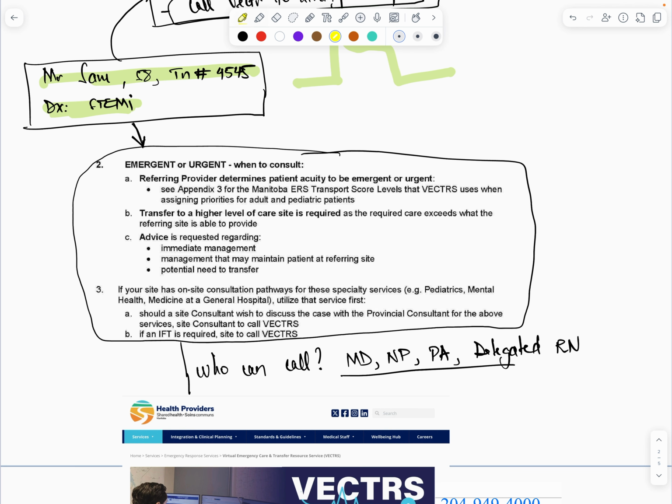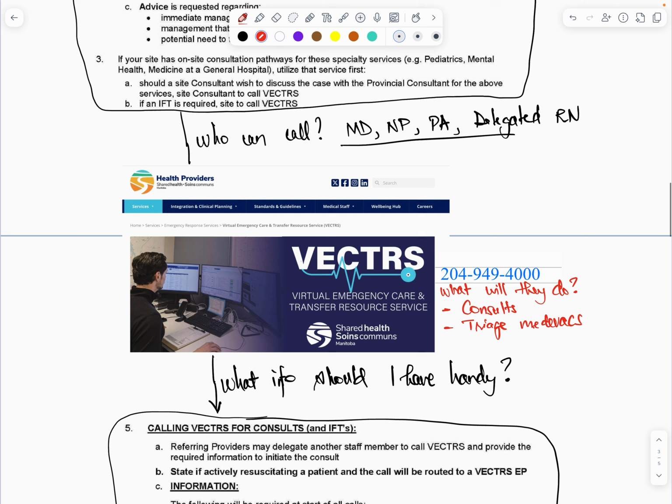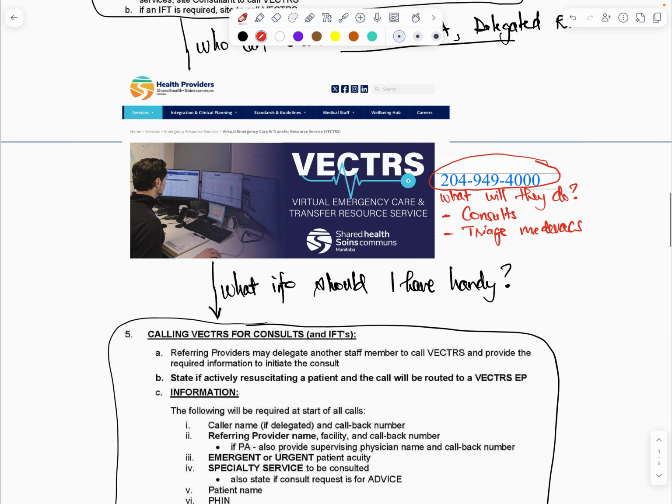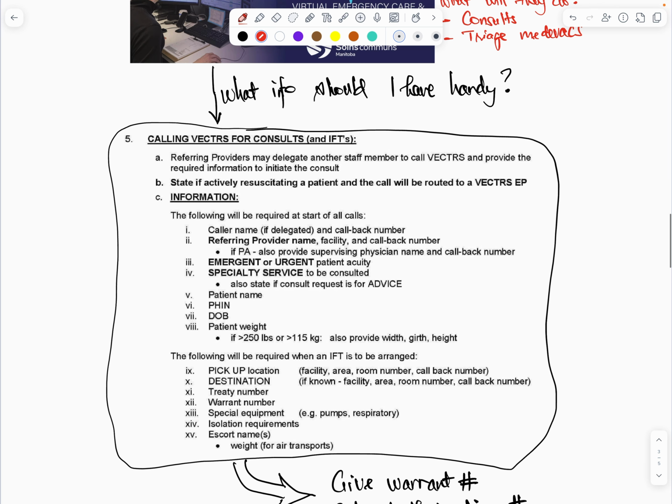So essentially what's going to be following is that we will call Vector at their phone number highlighted right here, and what they will be requiring of us is this information. So number one of this information is they want to know who is the caller. So I will tell them, hey, my name is Justin, I'm a registered nurse, and I am calling from Cross Lake. They will require a callback phone number, to which I will give them the nursing station's phone number.